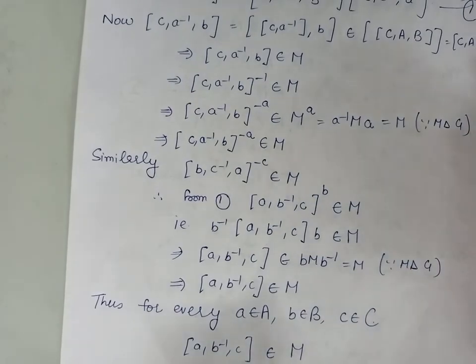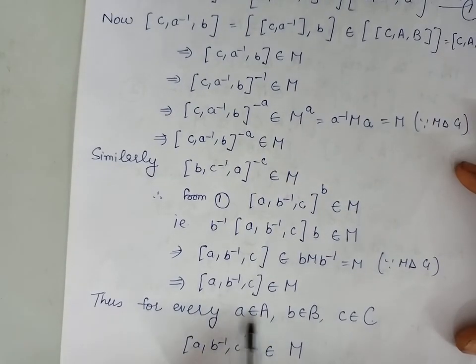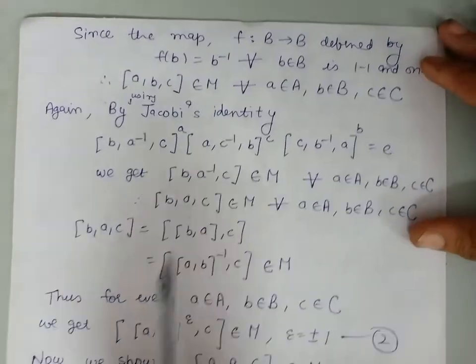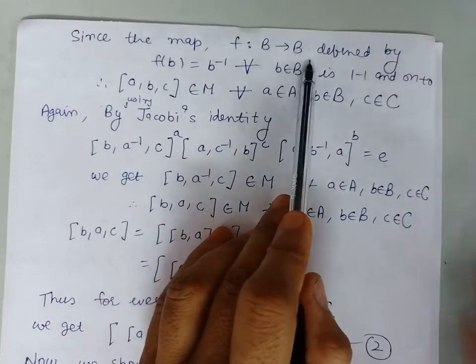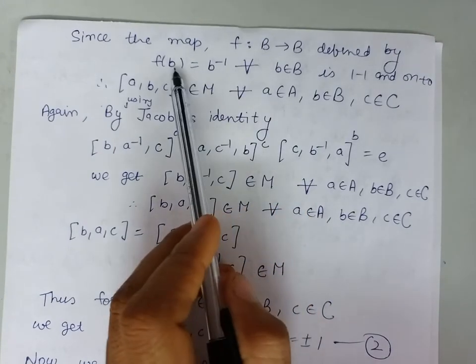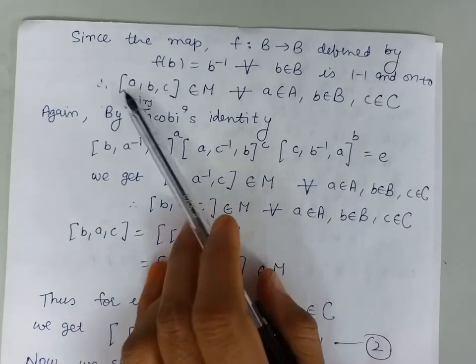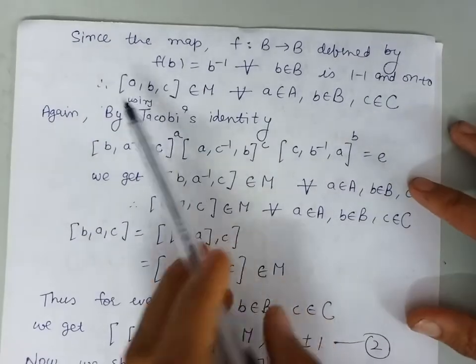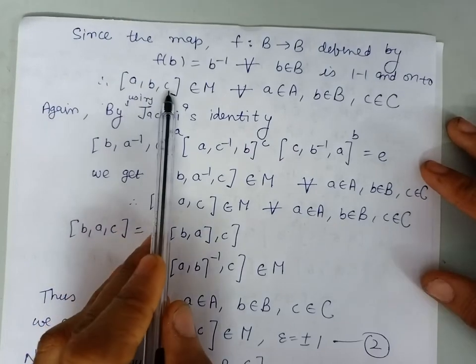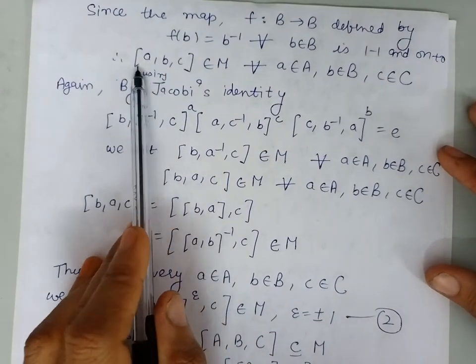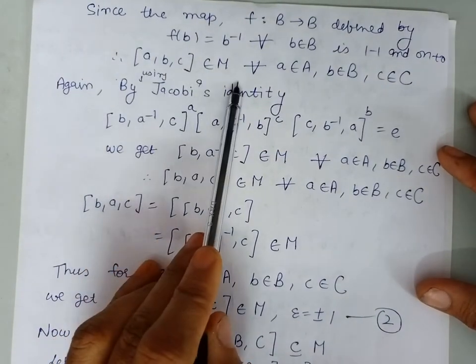For the elements A, B and C, where A belongs to subgroup A, B belongs to subgroup B and C belongs to the subgroup C. Now, if we define a mapping F from B into B by taking an element B from here, F of B is equal to B inverse, then this mapping is one-one and onto. So we can say that if the commutator of A, B inverse and C belongs to M, then the commutator of A, B and C will also belong to M. So we have proved the commutator of elements A, B and C belongs to M.